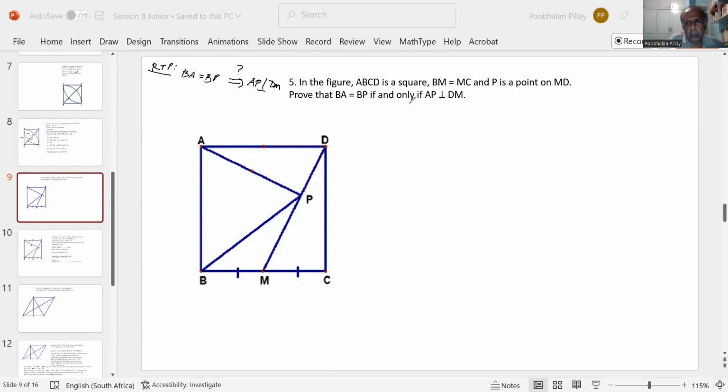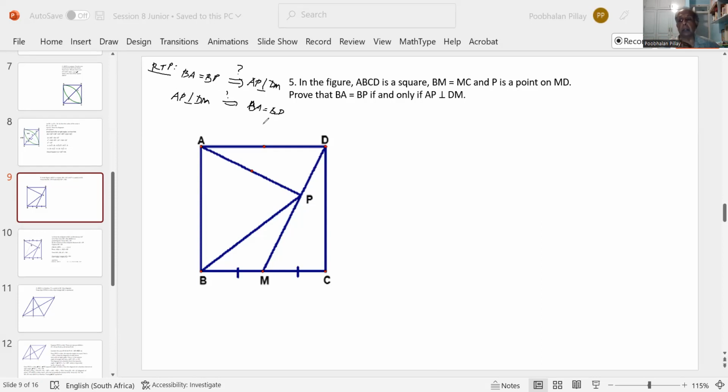But when you say if and only if, it means in both directions. In other words, if you are given that AP is perpendicular to DM, now that's different. Now you're given something different, but can you conclude that BA equals BP? So there are two things to prove here. If this is equal to this, it implies that, and if this is perpendicular, it implies that.